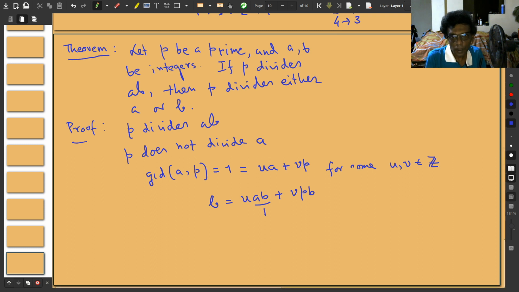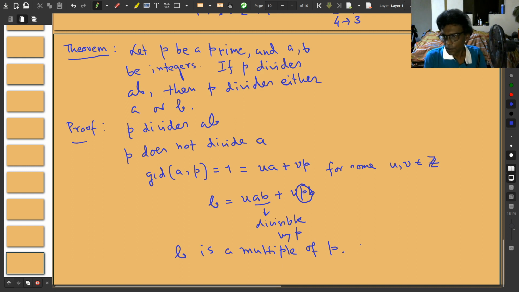So this is divisible by P, and here P anyway resides. So B is a multiple of P. Okay. Fine. So this is a complete proof. You do not have to prove anything else, like if P divides AB and P does not divide B, then P divides A. It's not necessary.